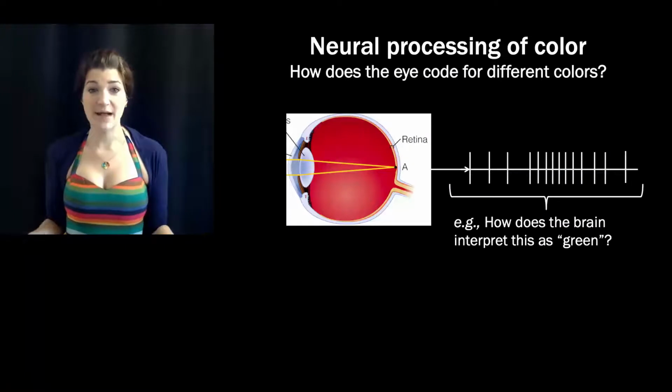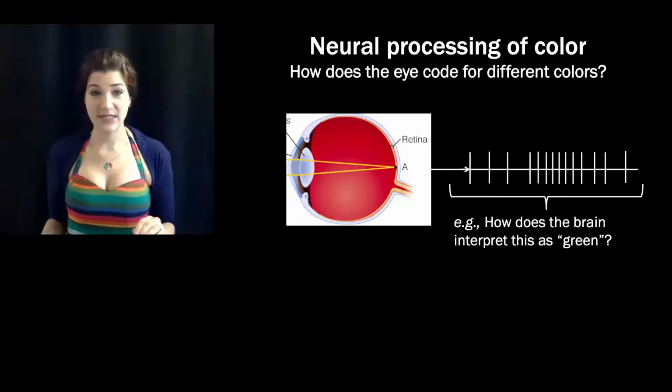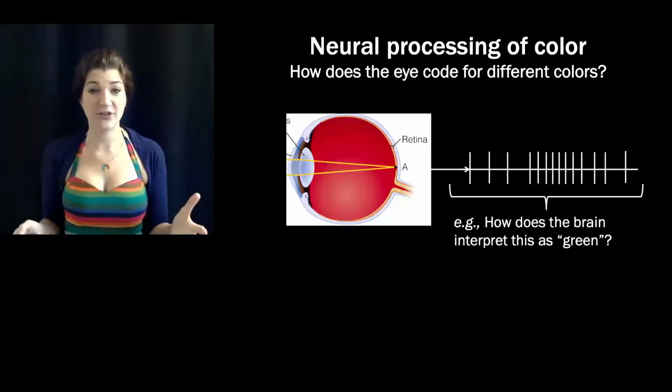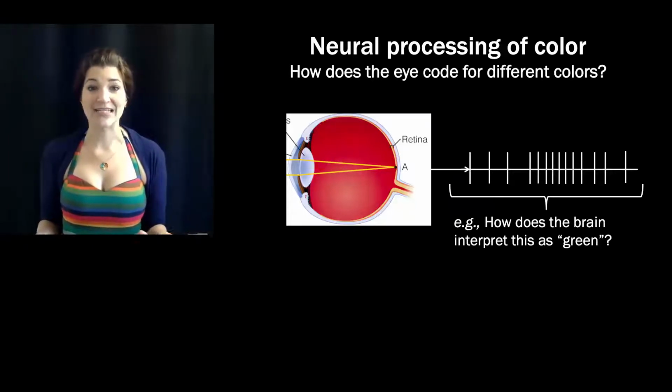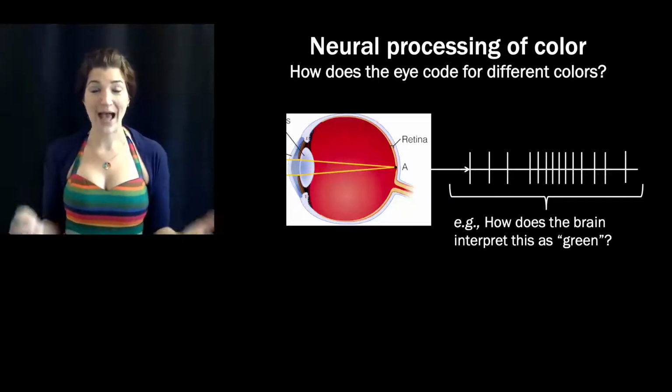All right, so we've now established the nature of the stimulus. Things that we perceive as different colors differ in hue, saturation, and brightness. And we talked last time about how we go from photons to neural code. The next question is, how does the brain interpret particular patterns of action potentials as being associated with specific colors?